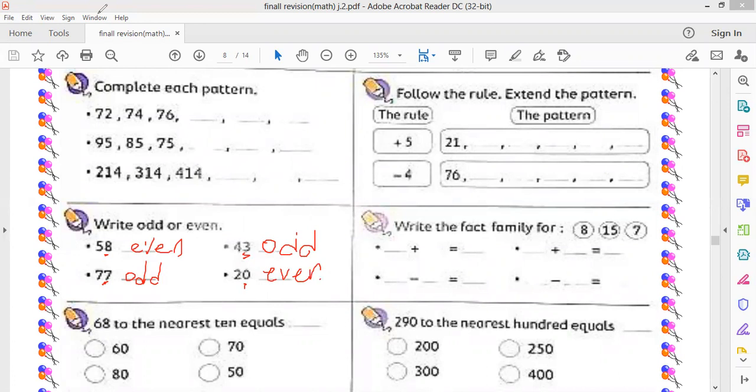Write the fact family. 8, 15, 7. We start with the smaller numbers. 8 plus 7 equals 15. Then we switch the two numbers. 7 plus 8 equals 15. And in minus, start with the greatest number. 15 minus 7 equals 8. And 15 minus 8 equals 7.